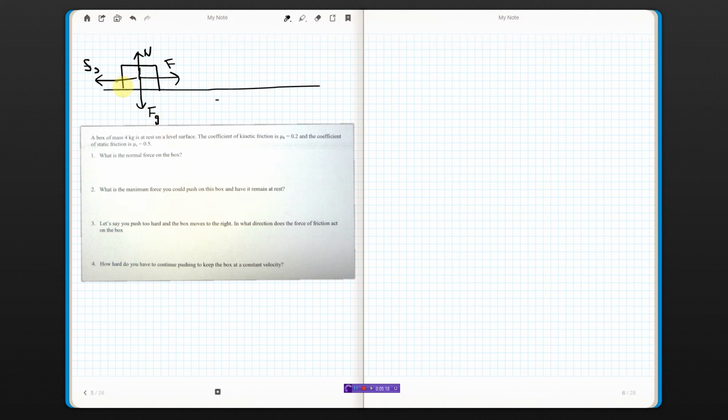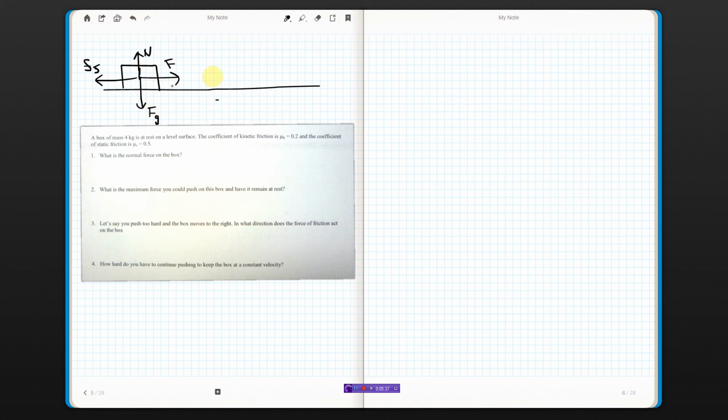Okay, but basically, if you're pushing and it's not moving, that's because the static frictional force and the force you're trying to push are exactly the same. And so the net force is 0, and so it's not going anywhere. It's not accelerating.